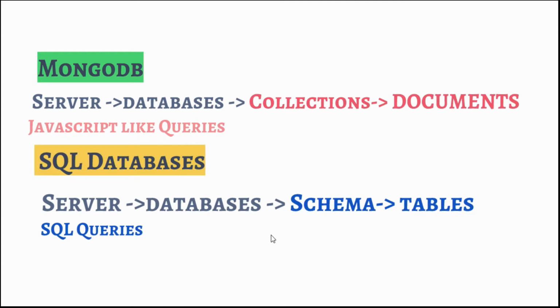Whereas in the SQL databases, we have server, then under server we have databases, then we have schema. Under schema we have tables, and we use SQL queries for working with the data. So these are the primary differences you have to take into note. That is, here we have collection and documents, whereas in the SQL databases we have schema and tables.